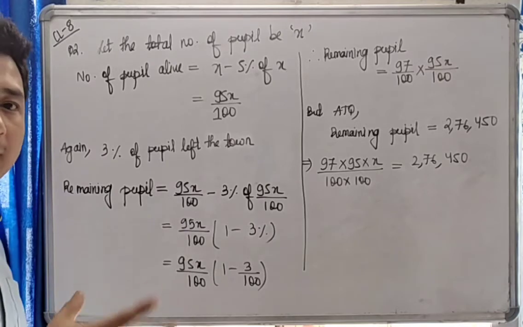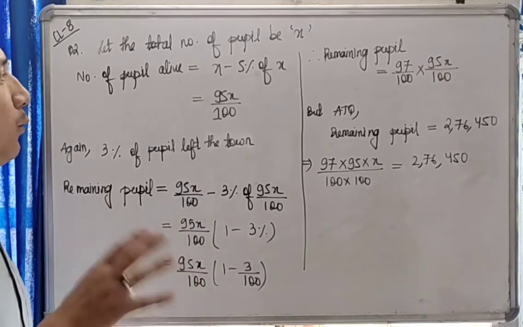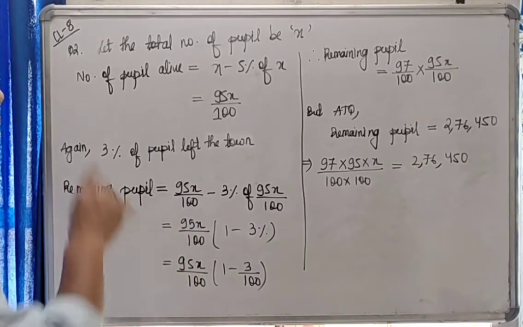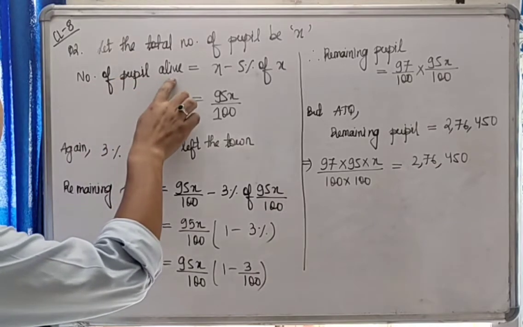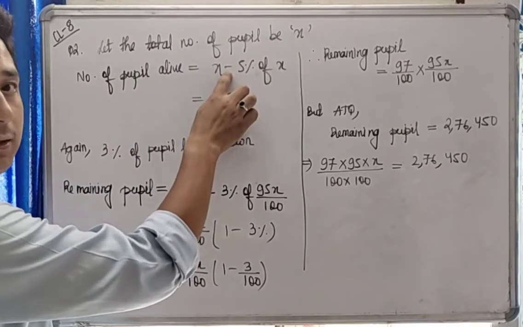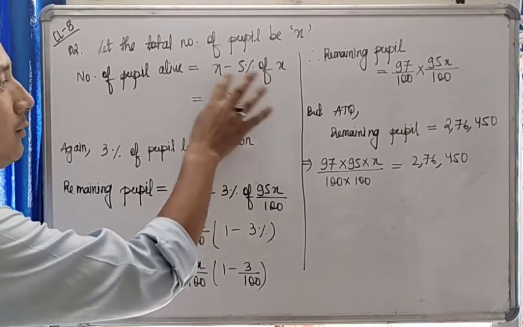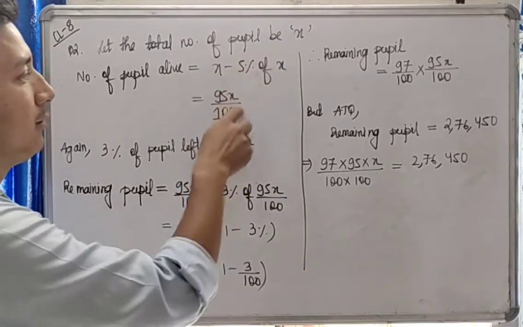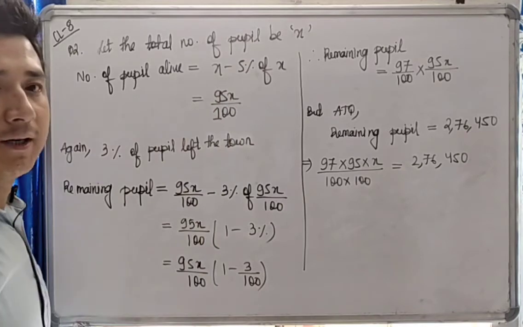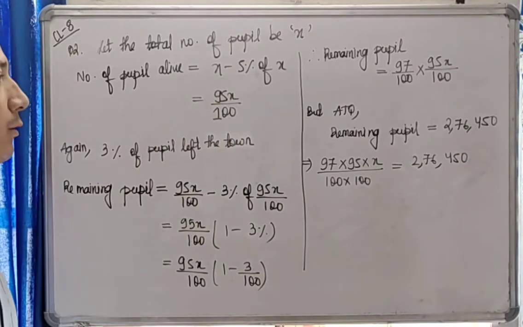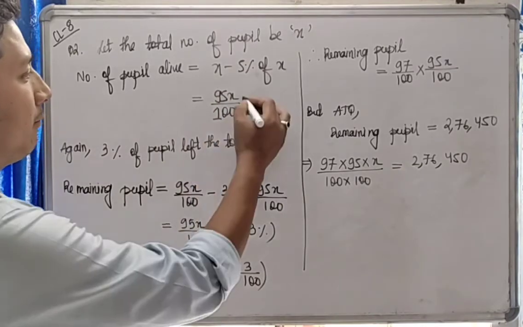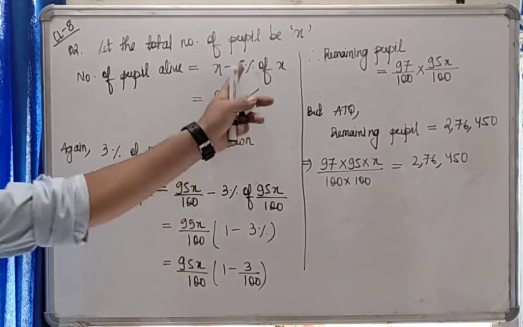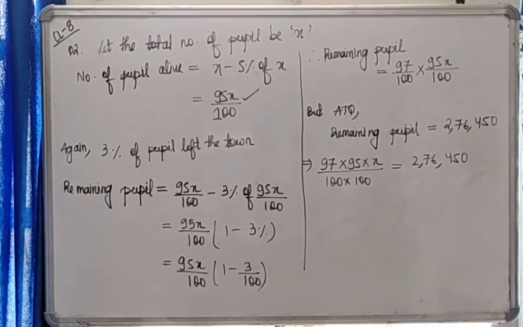5% of people died because of some diseases. Therefore, what is the number of people alive now? Number of people alive is total minus those who have died. So that is x minus 5% of x, which means if you calculate, you'll be getting 95x by 100. Obviously true. 95x by 100 is the number of people alive. Please do the calculation.